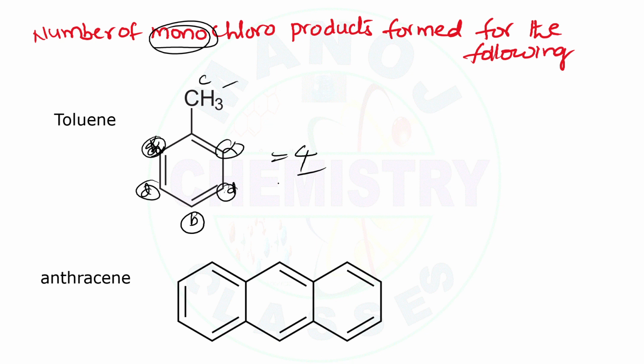Whereas for this one, anthracene, how many monochloro products are possible? So there are 3 monochloro products possible. What are those? These two are 1, these 4 are 1. So this one and this one and this one, these are 2. Whereas this one and this one, so this one. So total 3 monochloro products are possible.